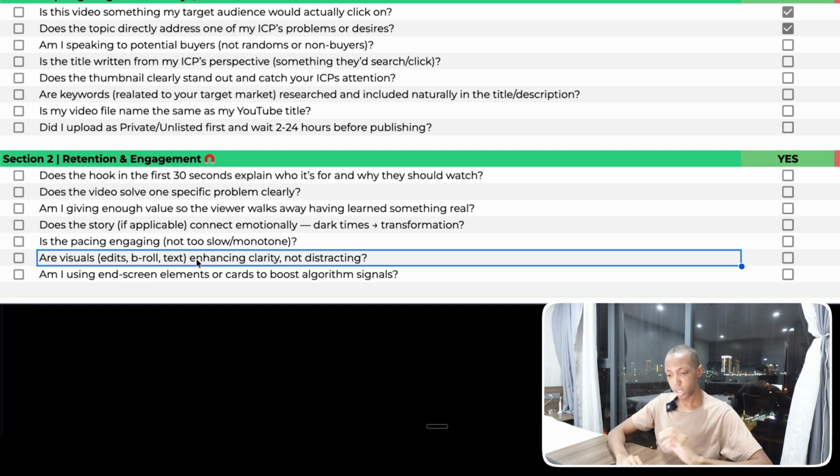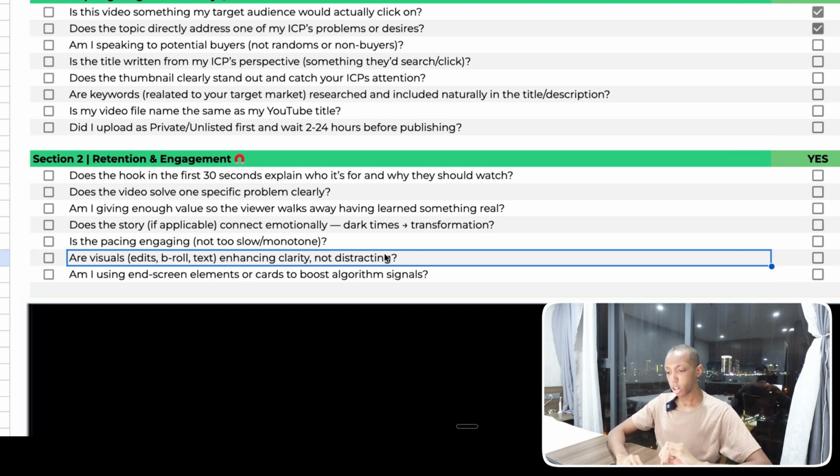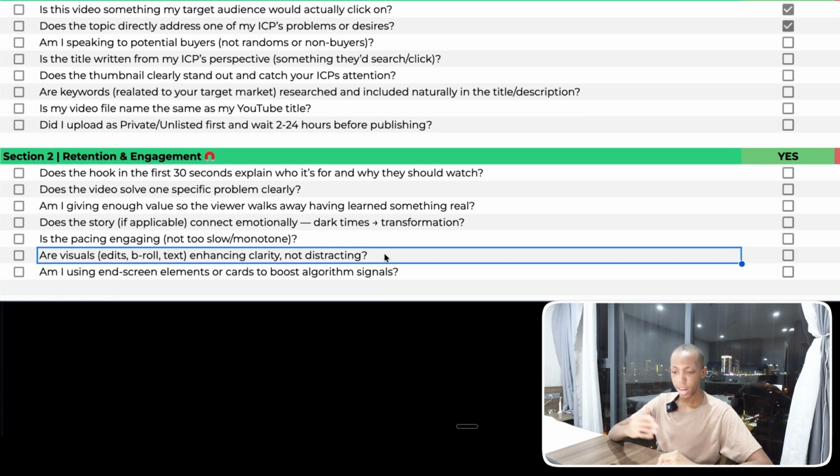Next one, are the visuals, edits, B-rolls, text enhancing clarity and not distracting? This is very important because you don't want to have distracting edits and anything like that. Of course, it looks cool, especially for B2C, but if it's distracting the viewer from the actual value that you're providing in a video, then there's no point of even having the video because the viewer can't digest the information.